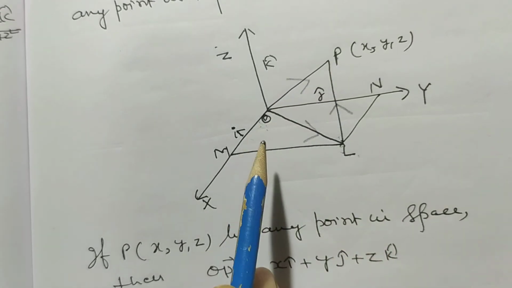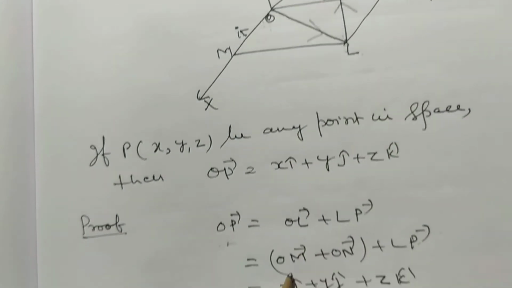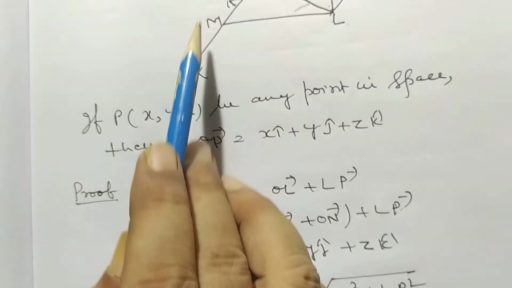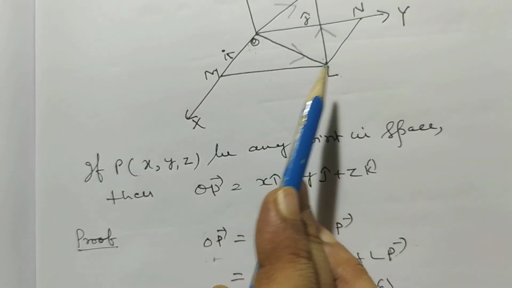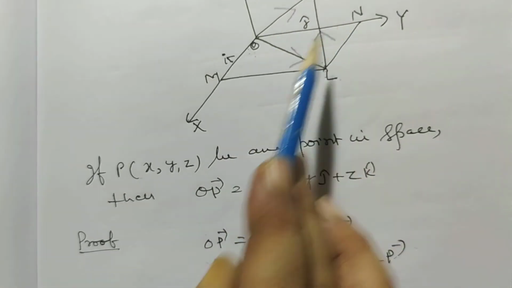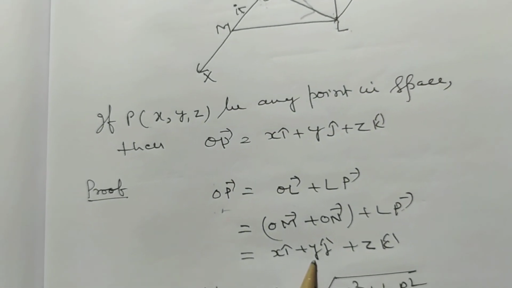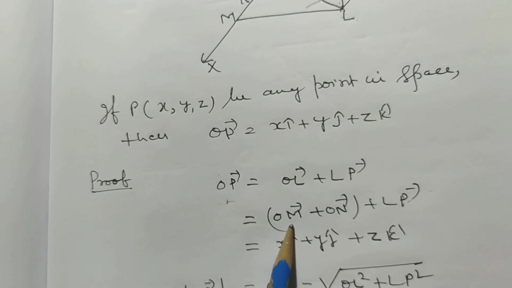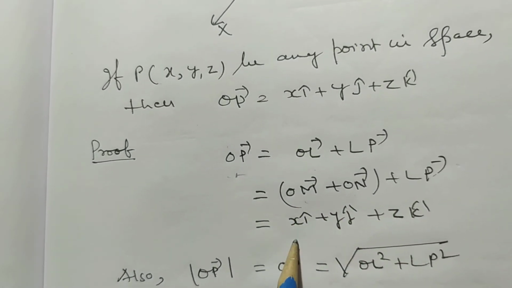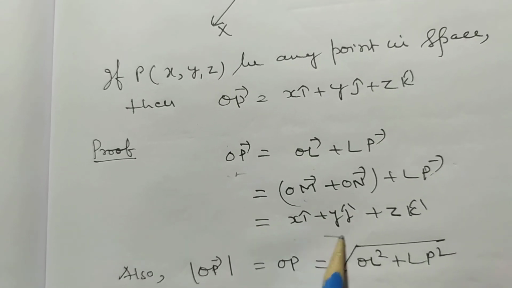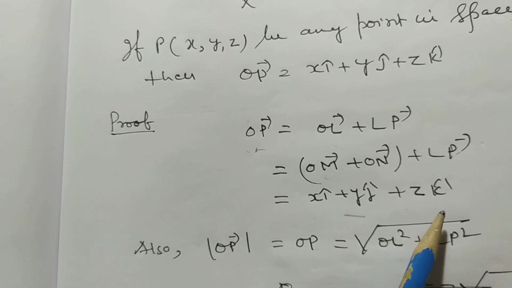So now vector OP is equal to OL plus LP, by triangle law of addition. Now OL can also be written as OM plus ML. ML is equal to ON, and ON is equal to y. So now vector OM plus vector ON plus vector LP. OM is equal to xi, ON is equal to yj and LP is equal to zk.